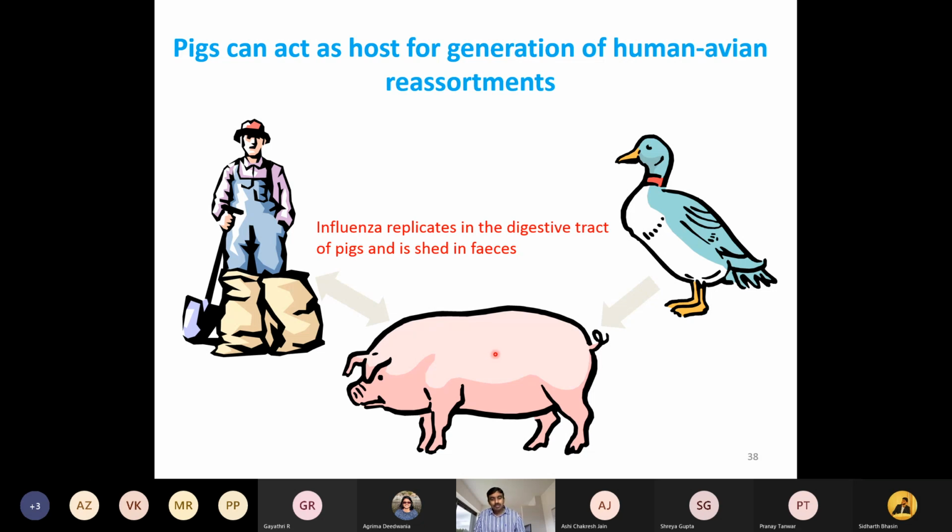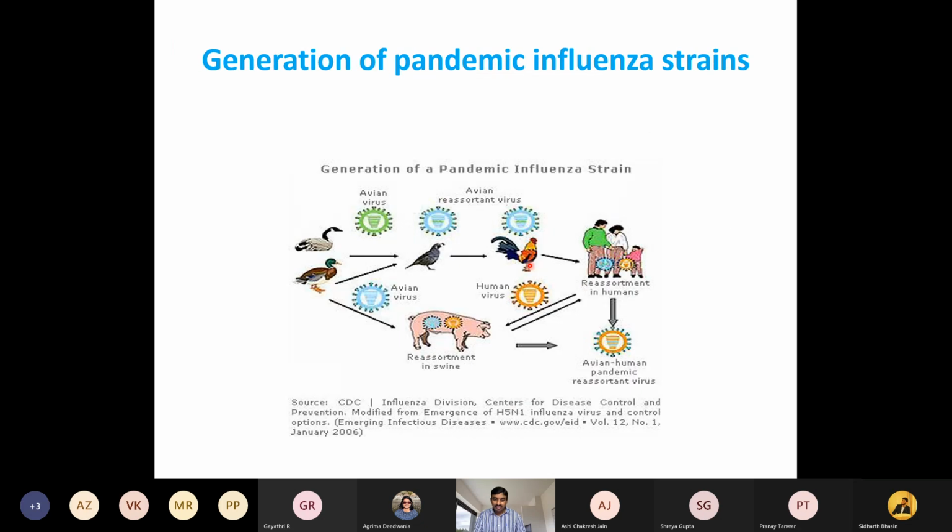Pigs are very susceptible to influenza virus infection. However, the mortality rate in pigs is very low. They don't usually die because of influenza virus infection. They survive. In general, mortality is very low in pigs, whereas in birds and humans, it's fairly high. So in the pig's digestive tract, these viruses from humans and birds can get shuffled, and they could be shed in the feces.